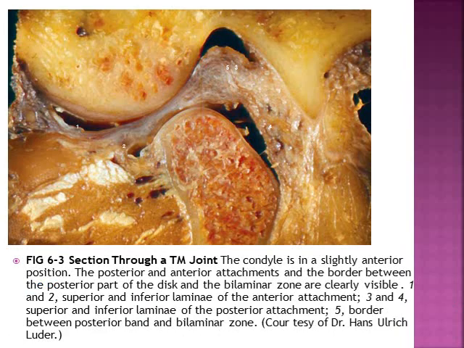Here, a section through a TMJ, the condyle in a slightly anterior position. As you can see, the head of the condyle in maximum intercuspation, as we saw before, was here, but in opening there will be anterior translation with the disc along the posterior slope of the eminence.